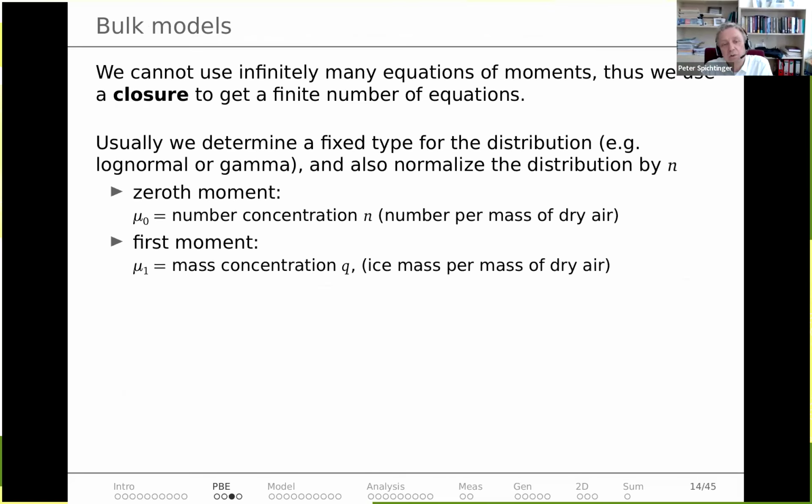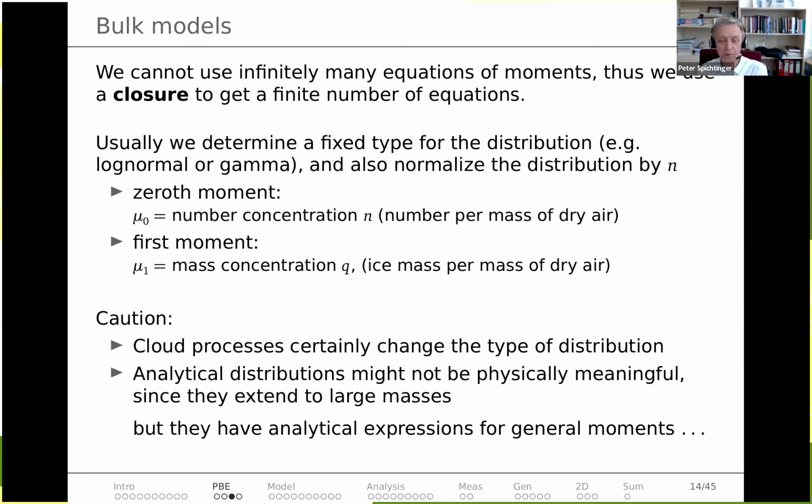And of course, we cannot use infinitely many moment equations. So we have to use a closure to get a finite number of equations. What we usually do is we fix the type of the distribution, which is kind of discussable. And then we normalize the distribution by the number concentration. So the zeroth moment is the number concentration. The first moment is the mass concentration. And this is usually what we use. This is a classical double moment scheme.